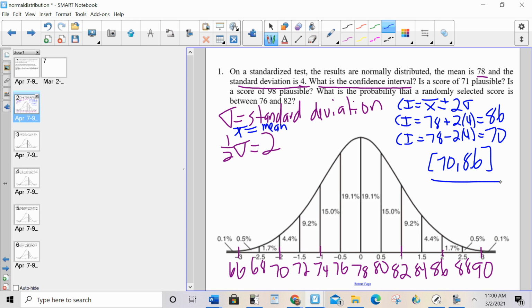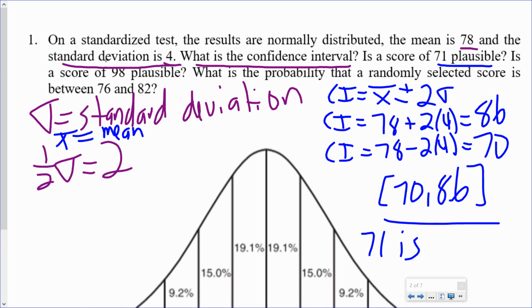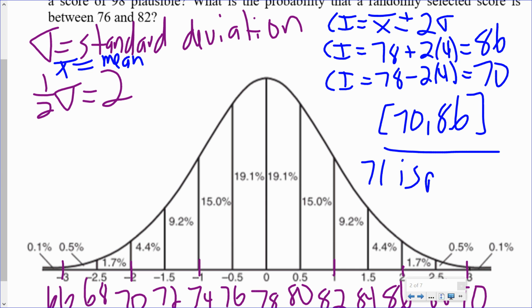So is a score of 71 plausible? Yes. 71 is plausible because it's in the confidence interval. I'm kind of running out of space here.